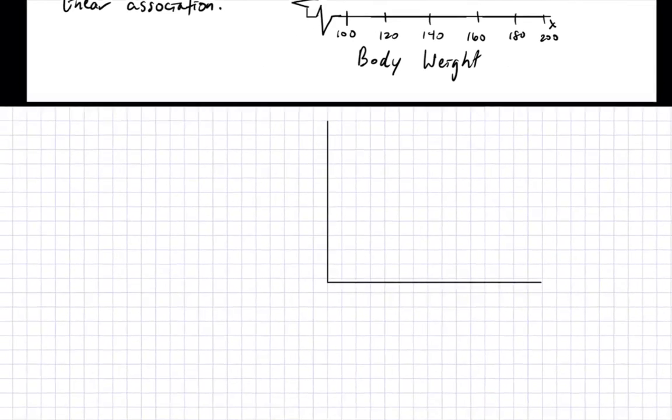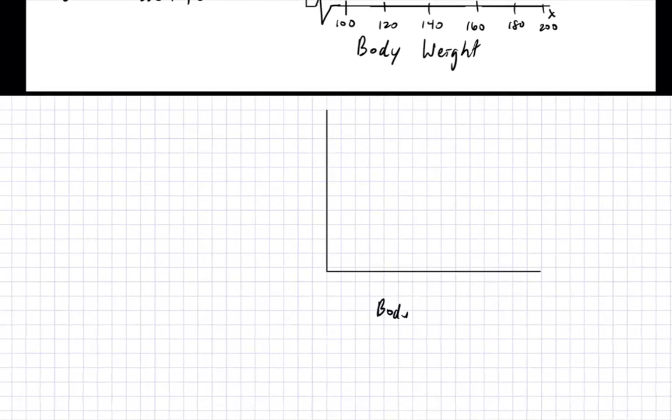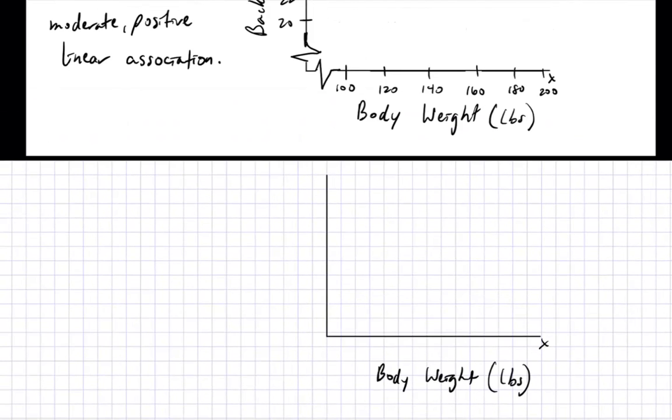Okay. You still label. This is body weight, X. And then we should probably put in pounds. We didn't put that earlier. We should probably say these are in pounds. And then this is backpack weight, also in pounds. You don't need the numbers. When you're converting, when you're just taking it from the calculator to paper, I don't need the numbers.